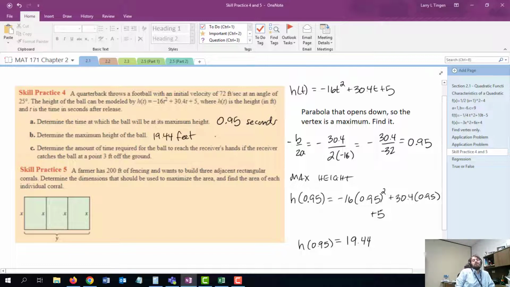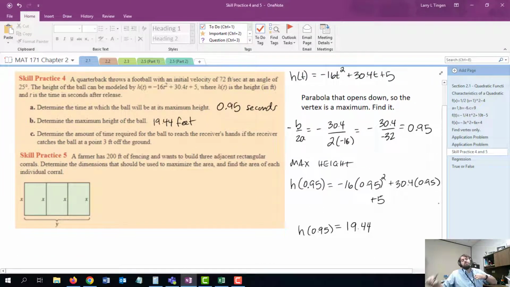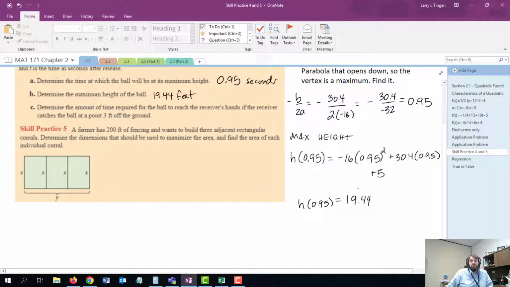And then determine the amount of time required for the ball to reach the receiver's hands if the receiver catches the ball at a point 3 feet off the ground. Remember a couple problems ago when I showed you how to graph your equation, and then graph a horizontal line? You could do that here, graph h of t, and then just graph the line y equals 3, find the intersection. Or you can do it algebraically.